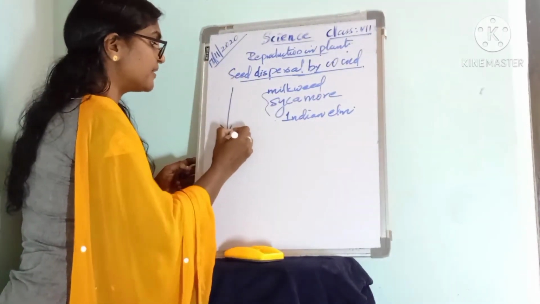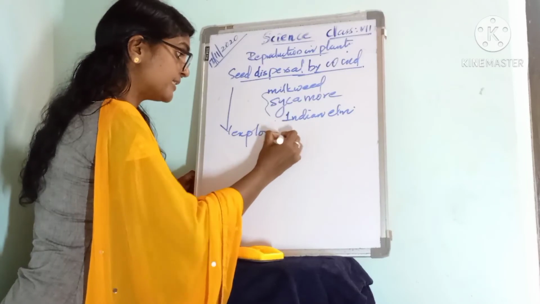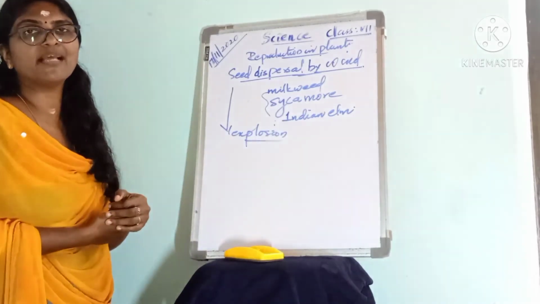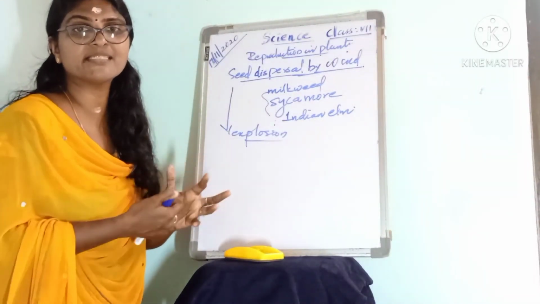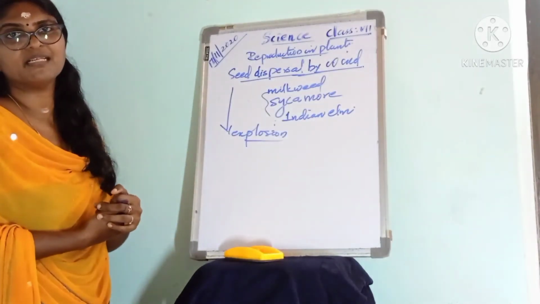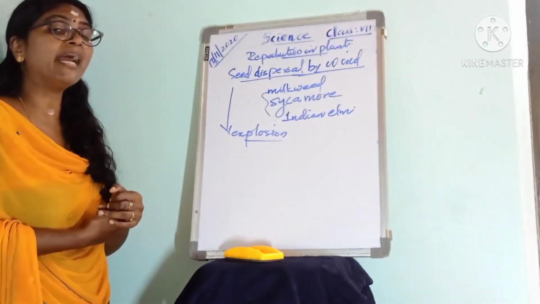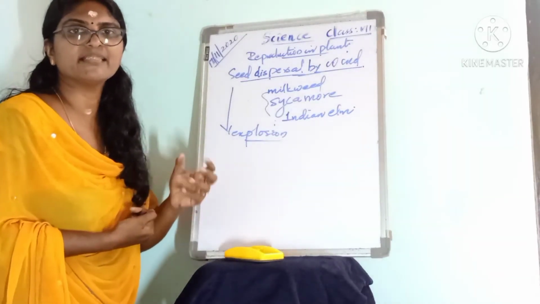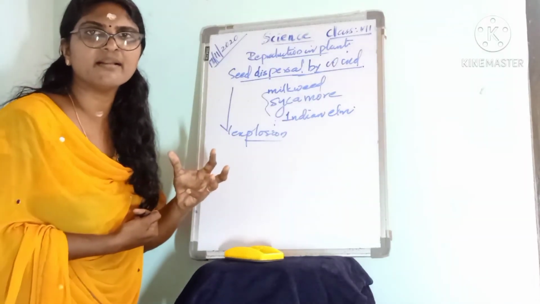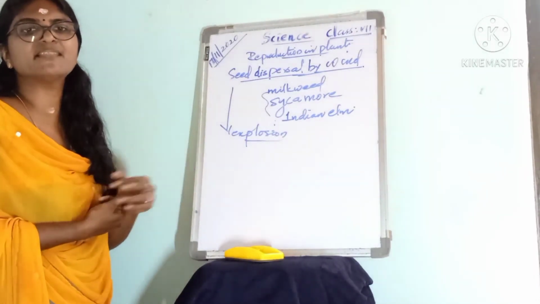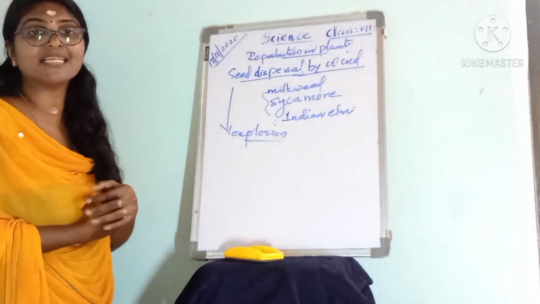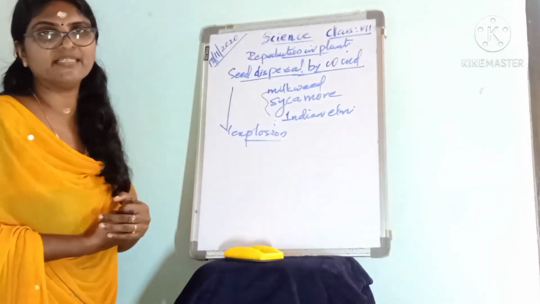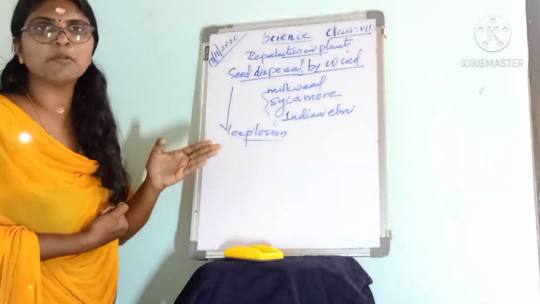Next, seed dispersal by explosion. Some plants such as lady's finger have dried fruits that explode, spreading the seeds away from the mother plant. That is the seed dispersal by explosion.